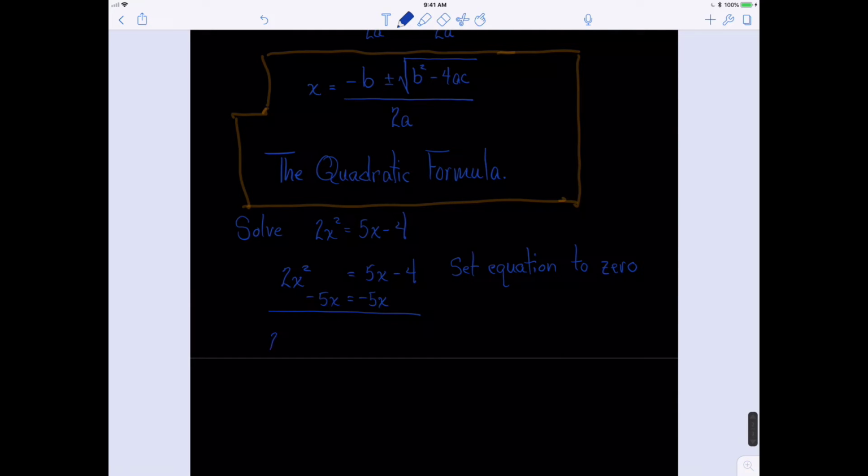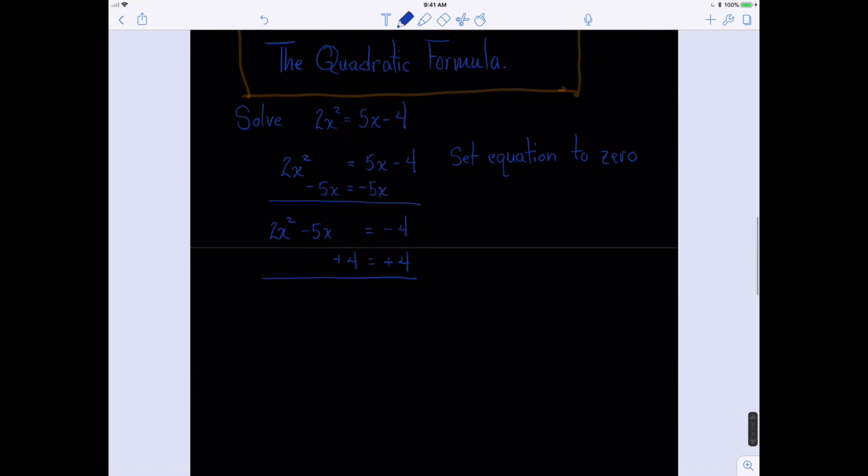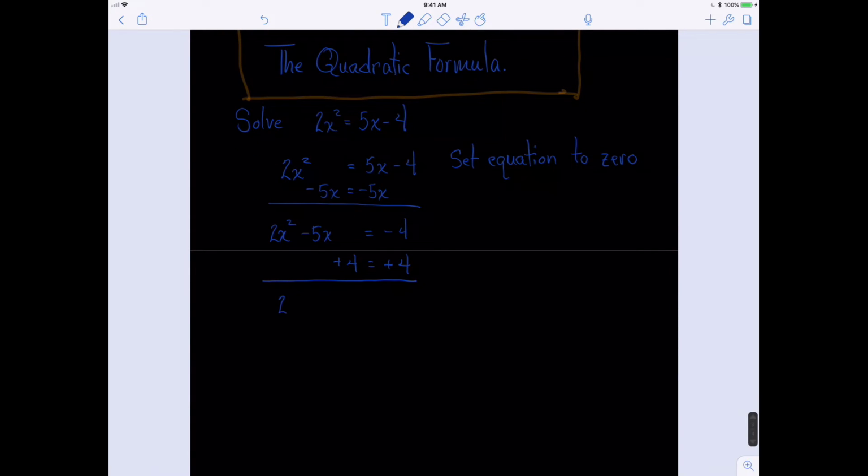Now I have 2x squared minus 5x equals negative 4. And we'll move the 4 by adding its opposite, so I add 4 to both sides. And now I have 2x squared minus 5x plus 4 equals 0.